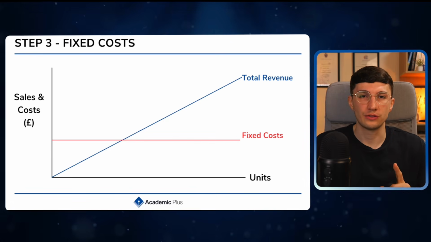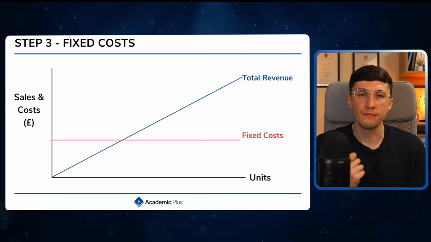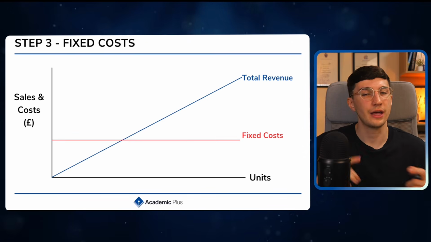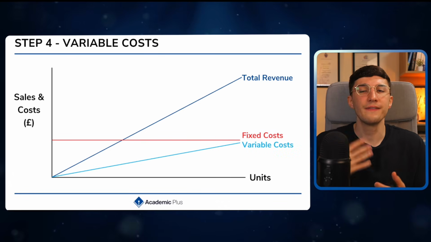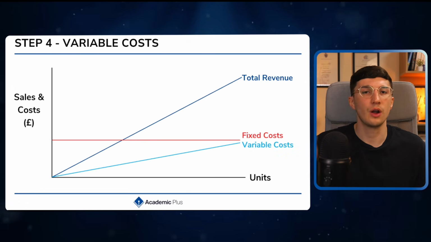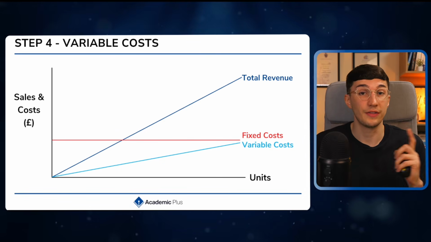Then we have our fixed costs. Now remember, fixed costs will be a horizontal line because they don't vary with the level of products that you produce. They will remain the exact same. We can also draw our variable cost line, fairly similar to your total revenue, but it'll be a lot shallower because hopefully the variable cost per unit is a lot smaller than your selling price.